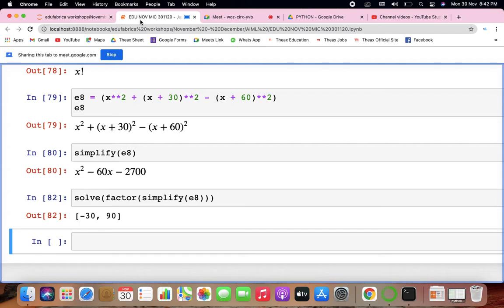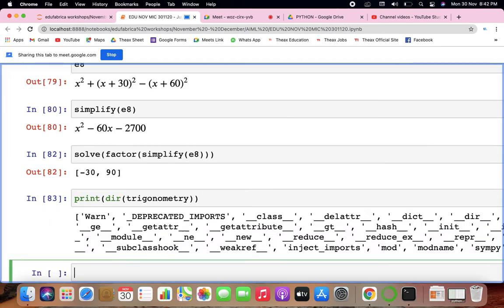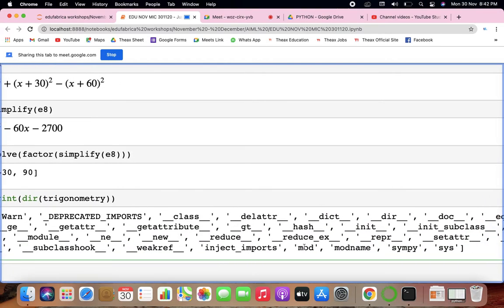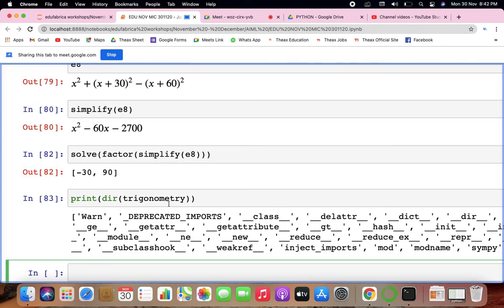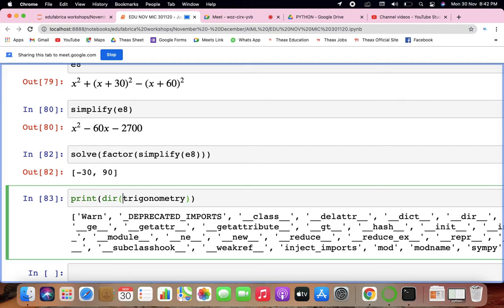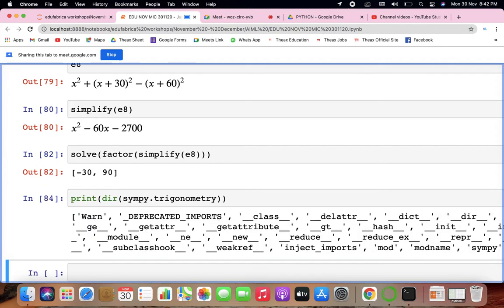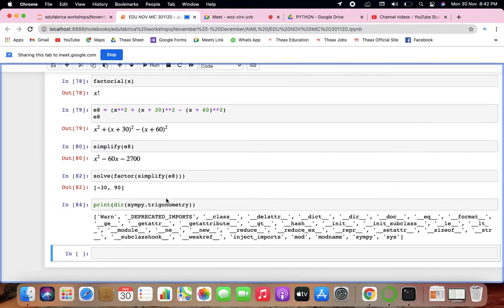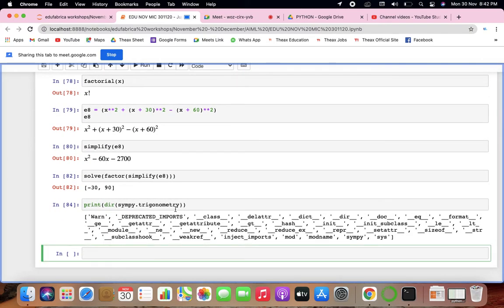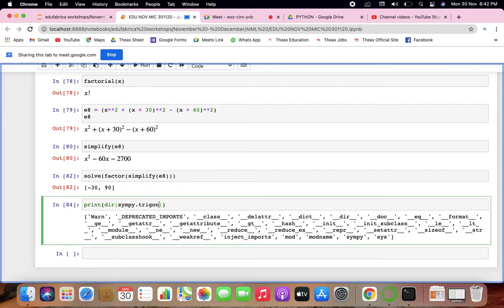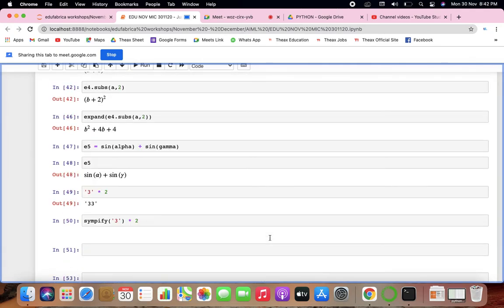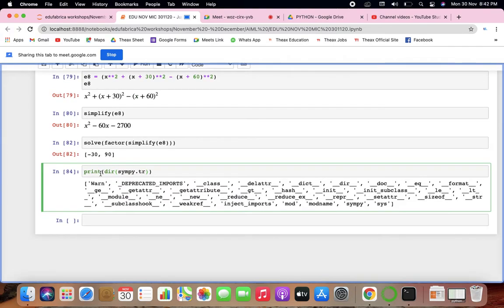Now in trigonometry, we have a module for trigonometry here, if I can get the directory of that. It gives you the module name, simply says something is missing. Okay, just a minute. Okay, leave it. Tomorrow we'll see.